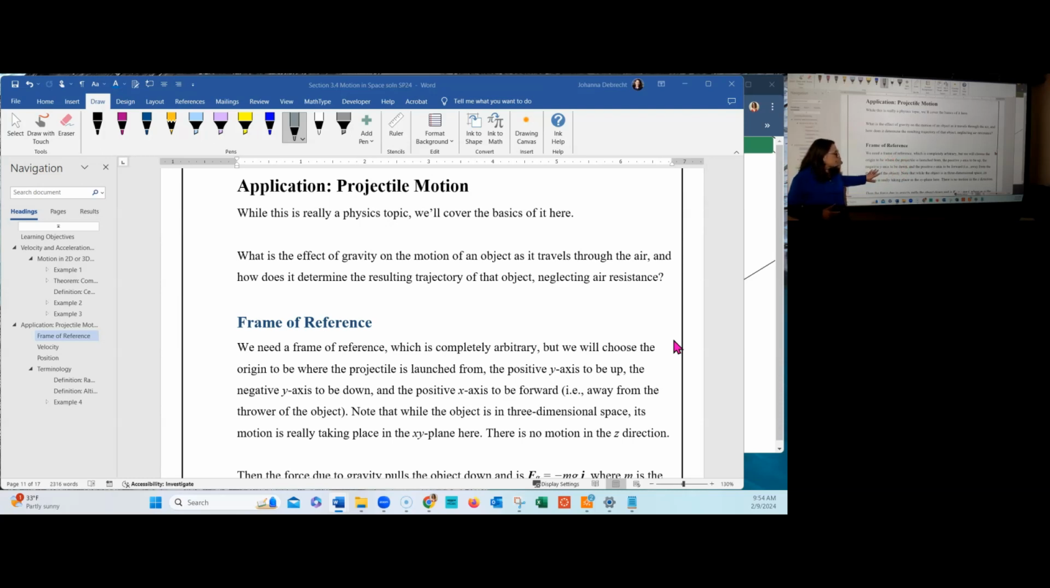All right. So again, we're going to allow the positive y-axis to be up, the negative y-axis to be down, the positive x-axis to be forward, that is away from the archer. And note that while the object exists in three-dimensional space, like the motion of the planets around the sun, the actual motion is in 2 dimensions. So it's traveling along a plane like this. It's not going back and forth like this, all right? So it's traveling in a plane. In essence, we can think of it as traveling in the XY plane with no component in the Z direction.